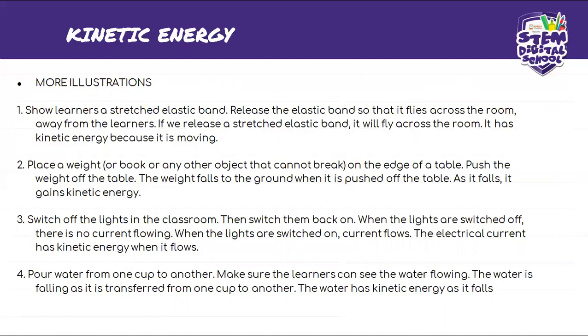Okay, so equally, if you place an object on the surface of a table just by its edge and you leave it, it falls. It's having what? Kinetic energy.